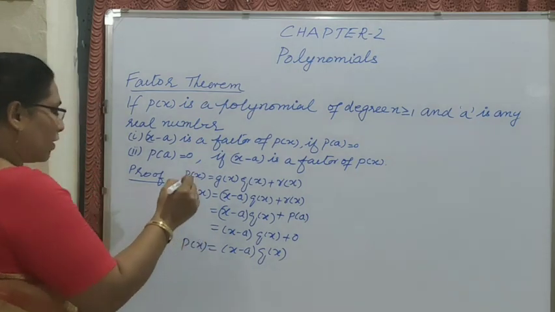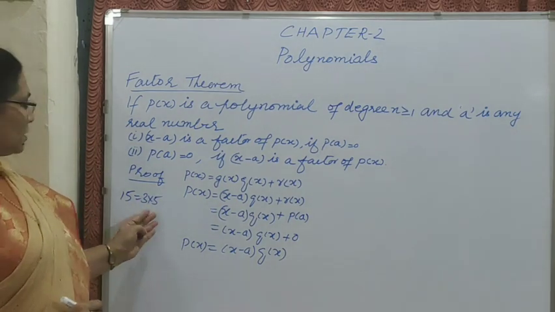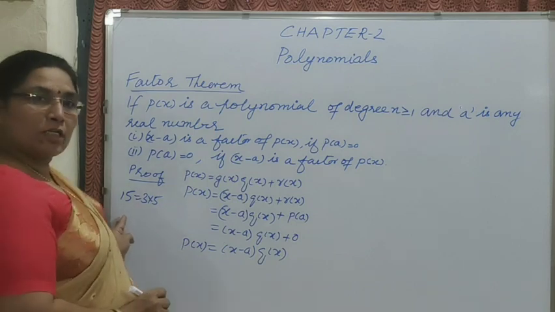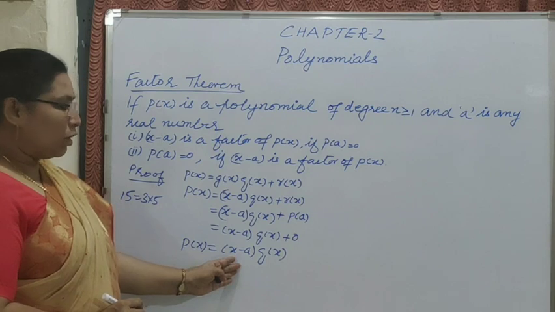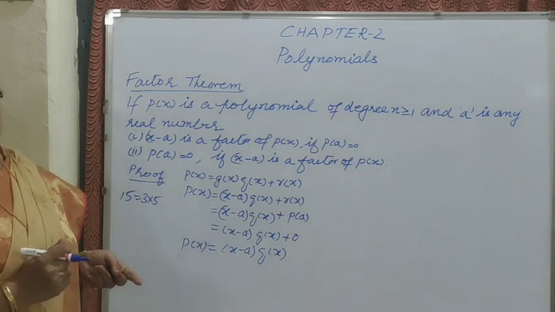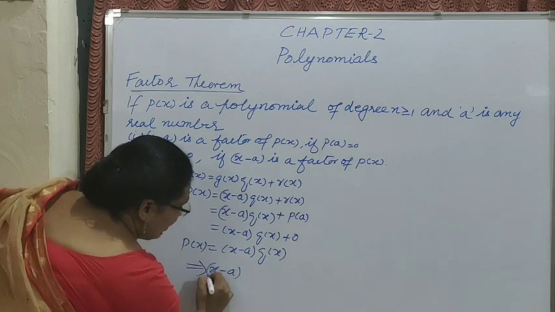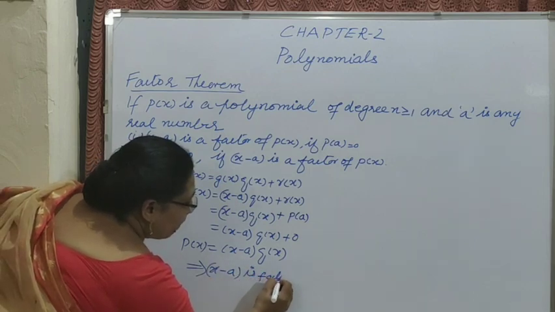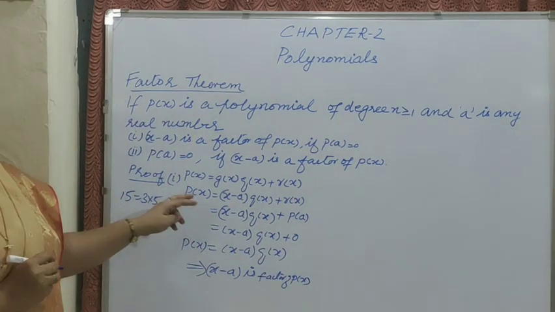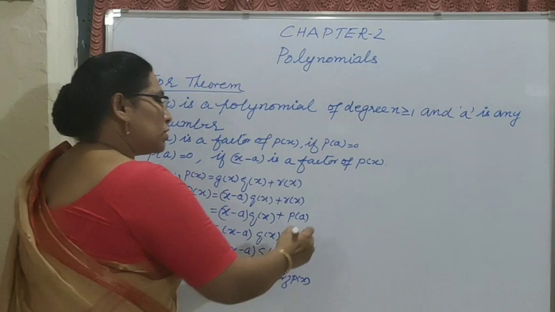In lower classes you have studied, if 15 is the number, we write 3 into 5. What is the meaning of this 3 into 5? 3 and 5 are the factors of 15. Similarly, p of x equals x minus a into q of x means both x minus a and q of x are factors. So we have got the answer here. This implies x minus a is a factor of p of x. This is the first part, right? We have proved x minus a is a factor of p of x if p of a equals 0.